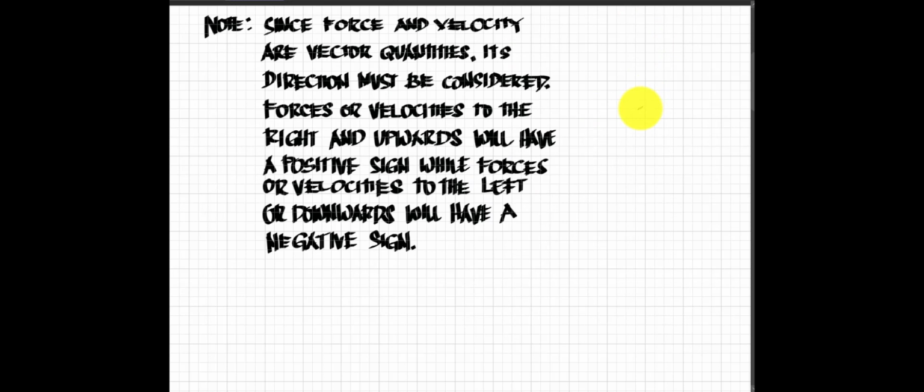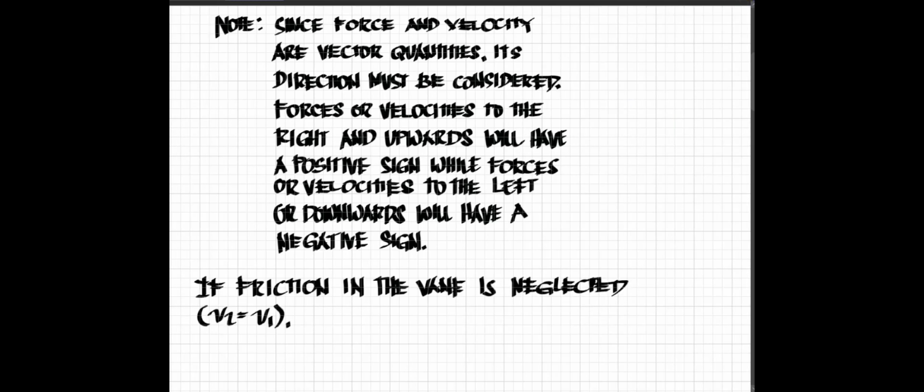And take note, class, since force and velocity are vector quantities, yung direction niya must be considered. So kung ang forces or velocities are to the right and upward, they can be considered as a positive sign, while if the opposite, if the force or the velocity is to the left or downward, it shall have a negative sign. So take note of that one. One consideration we have to tackle now: if the friction in the vane is neglected, it means that the velocity at point 1 is equal to the velocity at point 2.